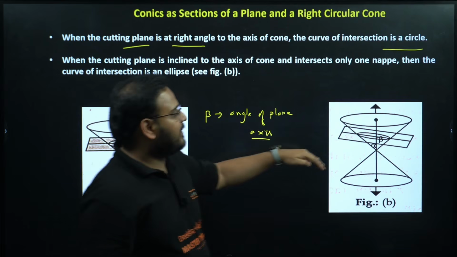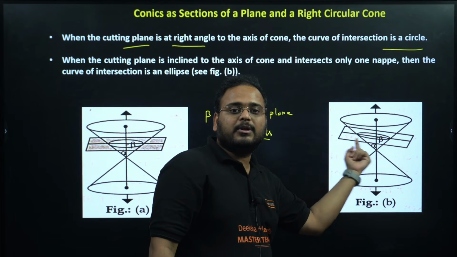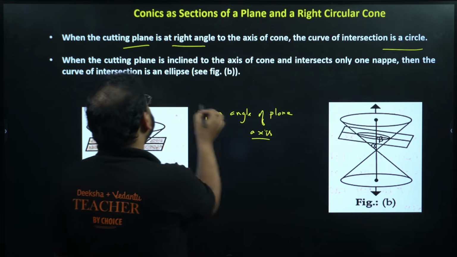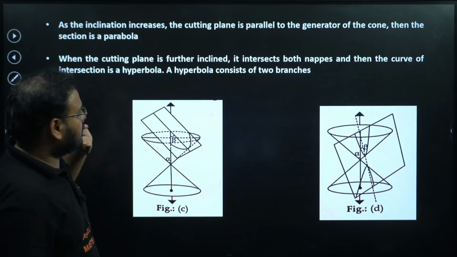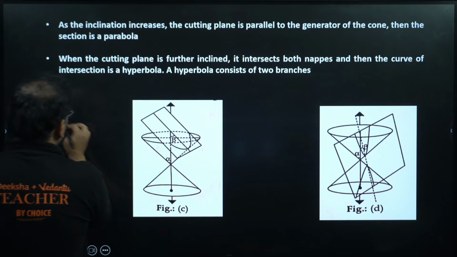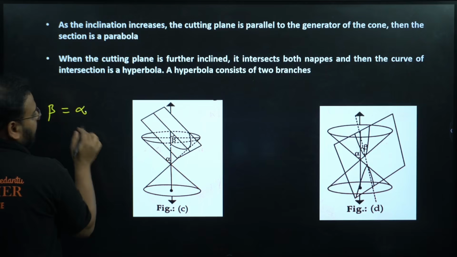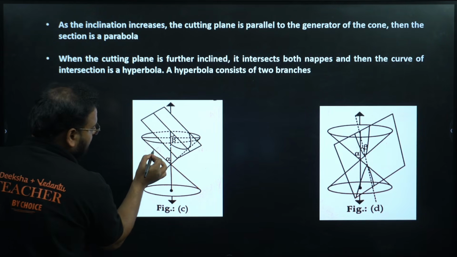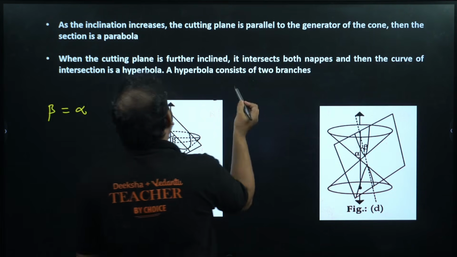But if you incline it, if it is less than 90 and more than 0, this value becomes a little inclined, and this gives you something called an ellipse. Looking at more cases of the conic sections, where beta, the angle between the plane and the axis, becomes equal to alpha, then this plane becomes parallel to the generator line, and you get the case of a parabola.